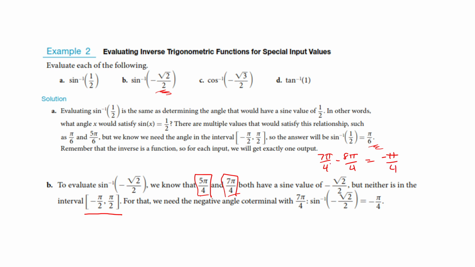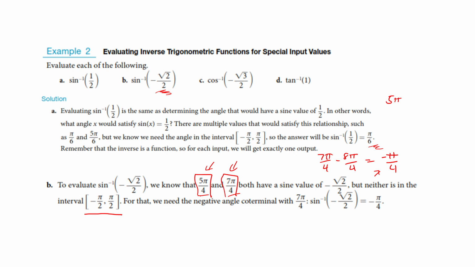So an equivalent angle for 7 pi over 4 is negative pi over 4. Well, that is in my range, so I'm good. So what we did is we said, hey, what angles have a sine of negative radical 2 over 2? We found two of them. Here they are, but they're not in the range for the inverse sine. So we're going to spin around. We're going to use coterminal angles and spin around the circle till we find one that works, negative pi over 4.